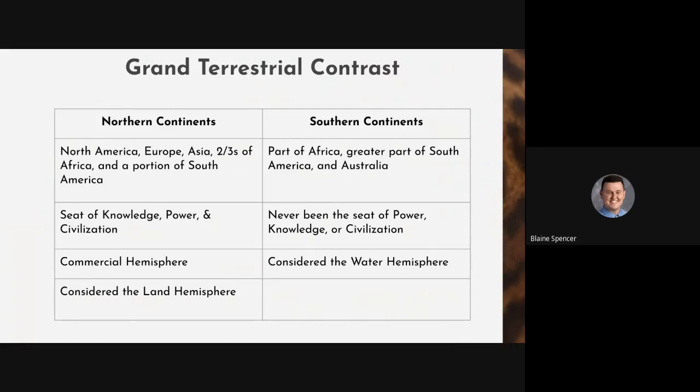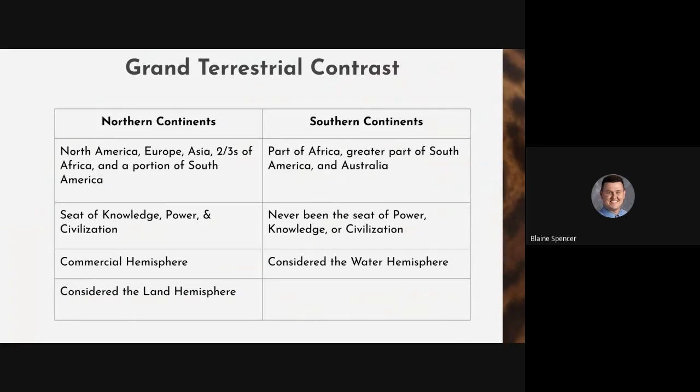Well, first off, we see that part of Africa, what's not in the northern continent, is in the southern hemisphere. We see the bulk of South America and then all of Australia. So we see that very little land mass is in this area. The bulk of it is in the northern hemisphere. We see that contrast, we see that difference.